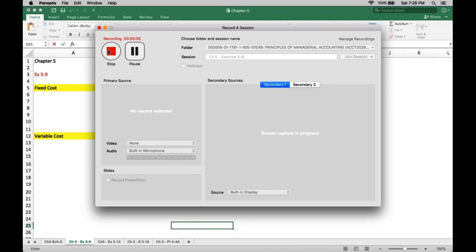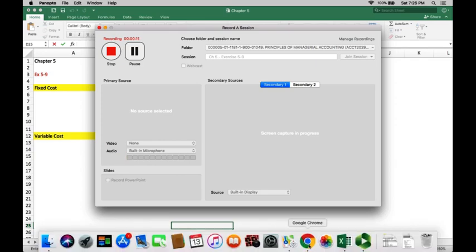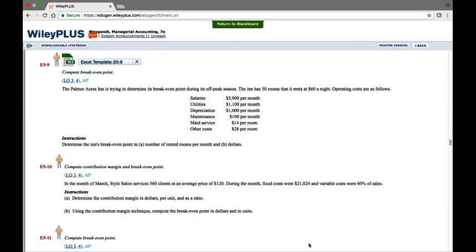Good evening. Continuing with Chapter 5, we're going to look at Exercise 5-9 now. Again, let me pull up our textbook and see the information that's been presented to us and how I'll set that up on Excel and work through the exercise.